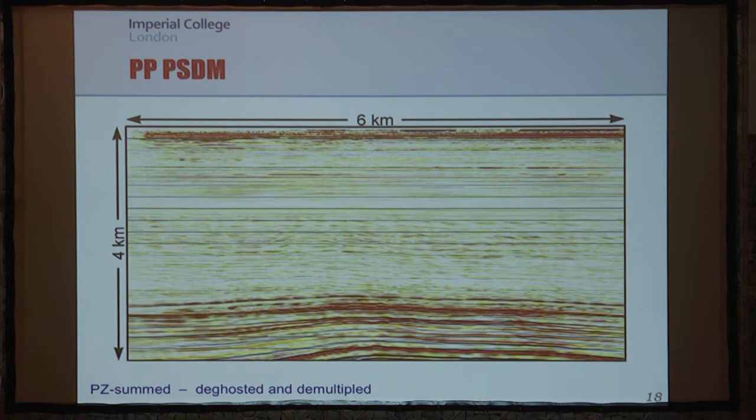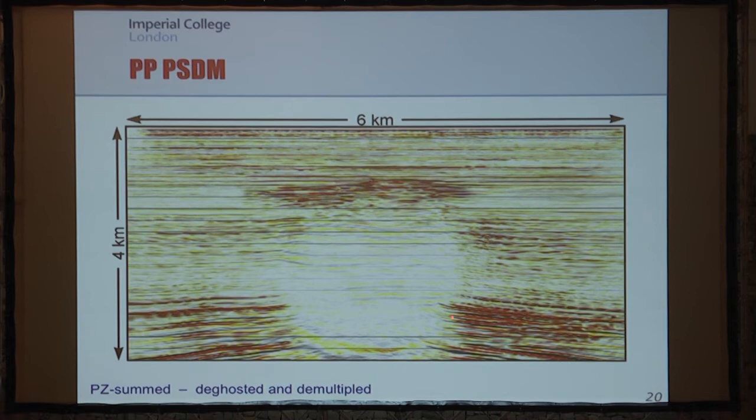If we move towards the middle of this survey, the gas cloud, the data looks like that. This hole is caused by the gas cloud. The gas cloud sits in here. It has high attenuation. It also has a complicated velocity model which distorts the wave field. So it's really quite difficult to image underneath the gas cloud.